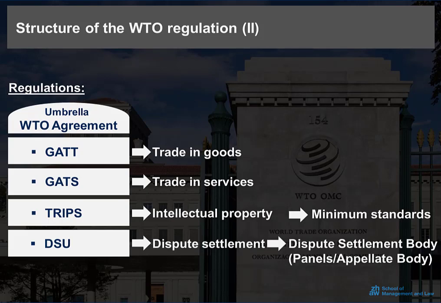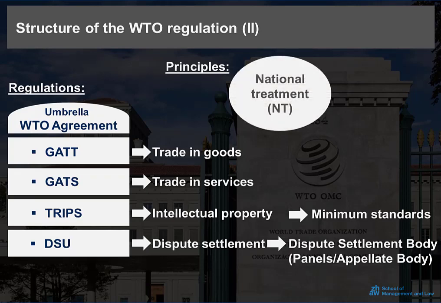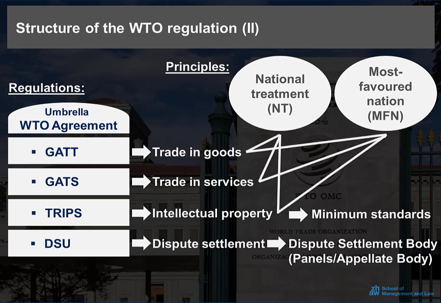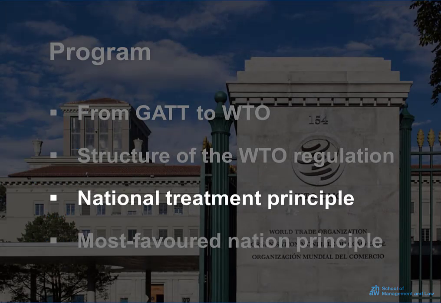It's not so easy to deal with the complexity of that huge body of detailed rules on international trade. But luckily, there are a few fundamental principles that run through the whole WTO regulations. The most important being the national treatment principle and the most favored nation principle. And we can find those principles in all parts of the substantive regulation in the GATT, in the GATS, and in the TRIPS. What does national treatment mean?